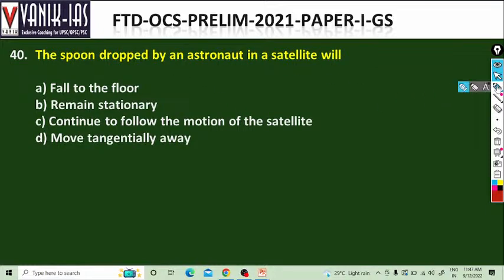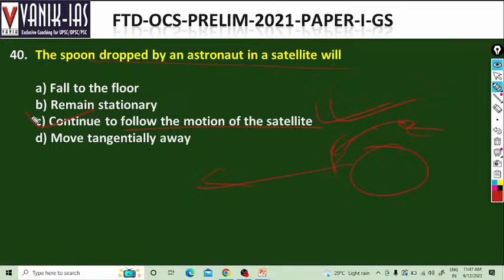The spoon dropped from an astronaut in a satellite. What will happen if a spoon is dropped by an astronaut? It will continue to follow the motion of the satellite. Obviously, it will because of inertia of motion, right? Because it has inertia of motion. If a satellite is rotating, the spoon will also rotate with the same velocity.